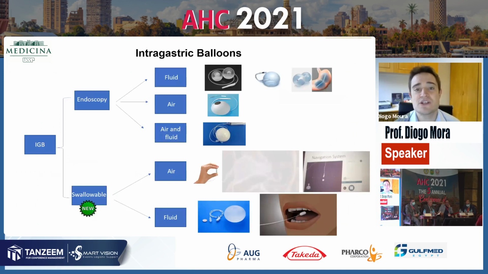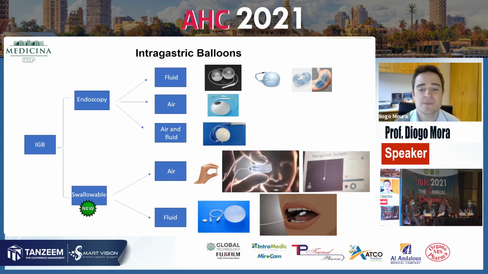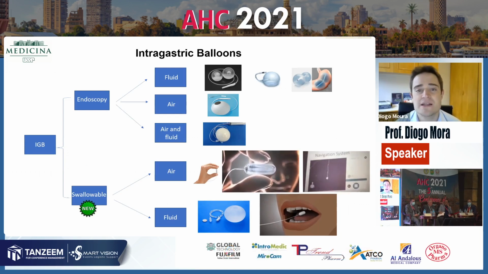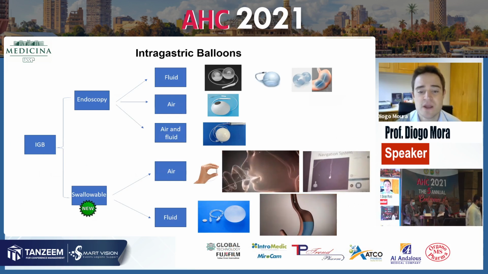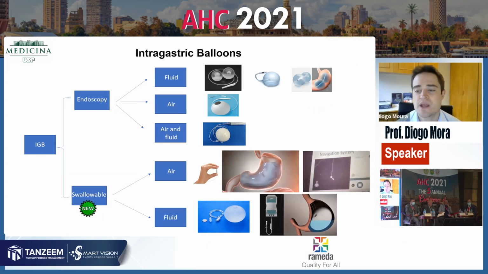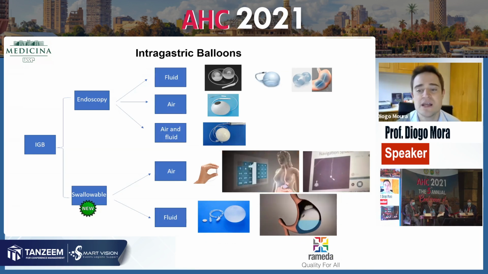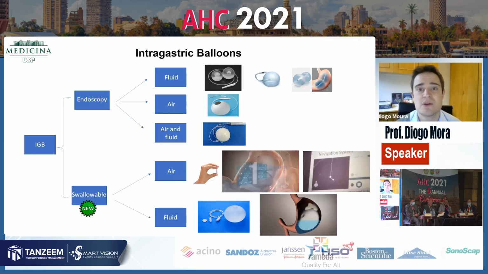The most traditional endoscopic device for obesity is the intragastric balloon. There are several types, and the newest is the swallowable balloon. We have two types of swallowable balloons: one filled with air and the other filled with fluid. For the air balloon, you swallow the capsule, and a navigation system shows if it's inside the stomach. Then you inflate the balloon with nitrogen, and you can place up to 3 balloons.